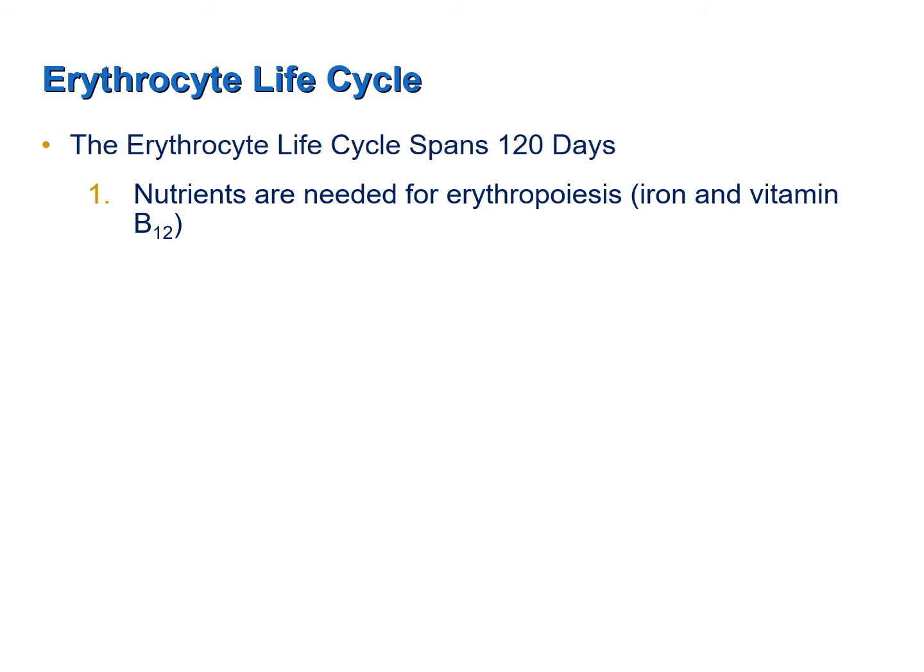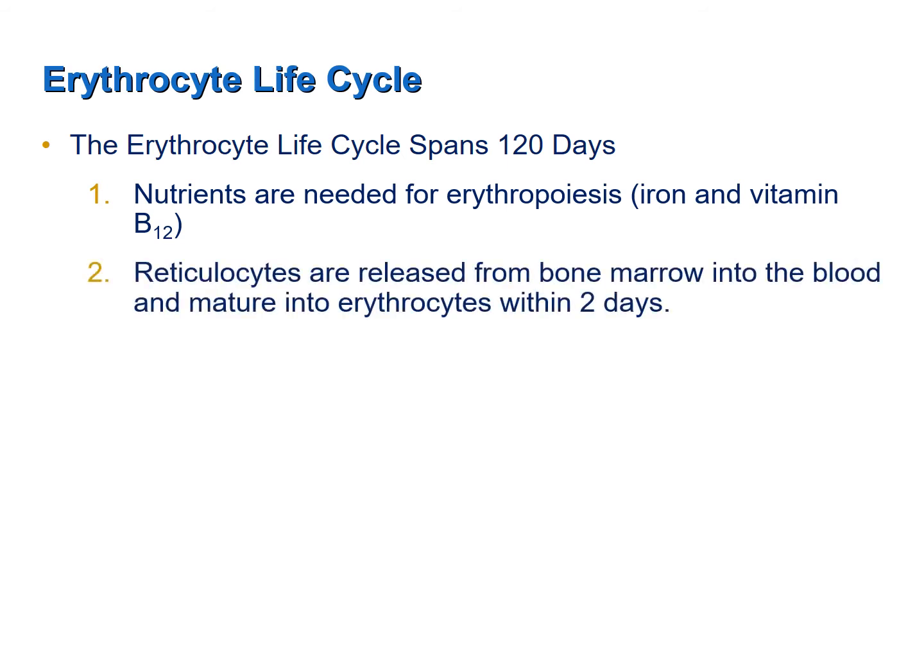Various nutrients are needed for erythropoiesis, but the two that I highlight here are iron and vitamin B12. And I call your attention to those nutrients because those are the most common deficiencies that lead to a reduction in erythropoiesis. As a red blood cell matures or gets close to maturity, it ejects its nucleus and becomes a reticulocyte.